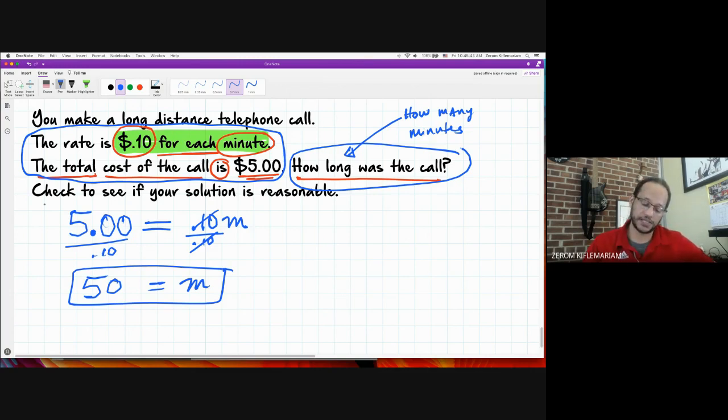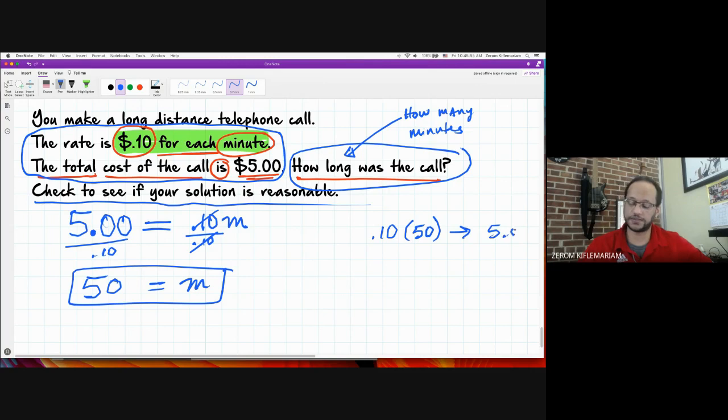And it says over here to check to see if your solution is reasonable. If you multiply 10 times 50, would you get $5? That would be true.